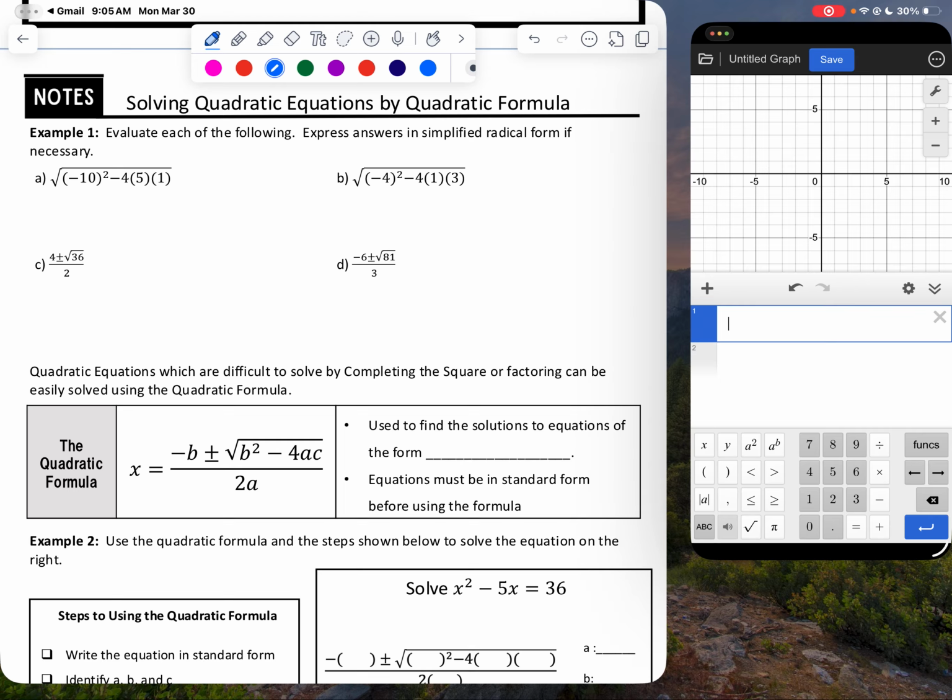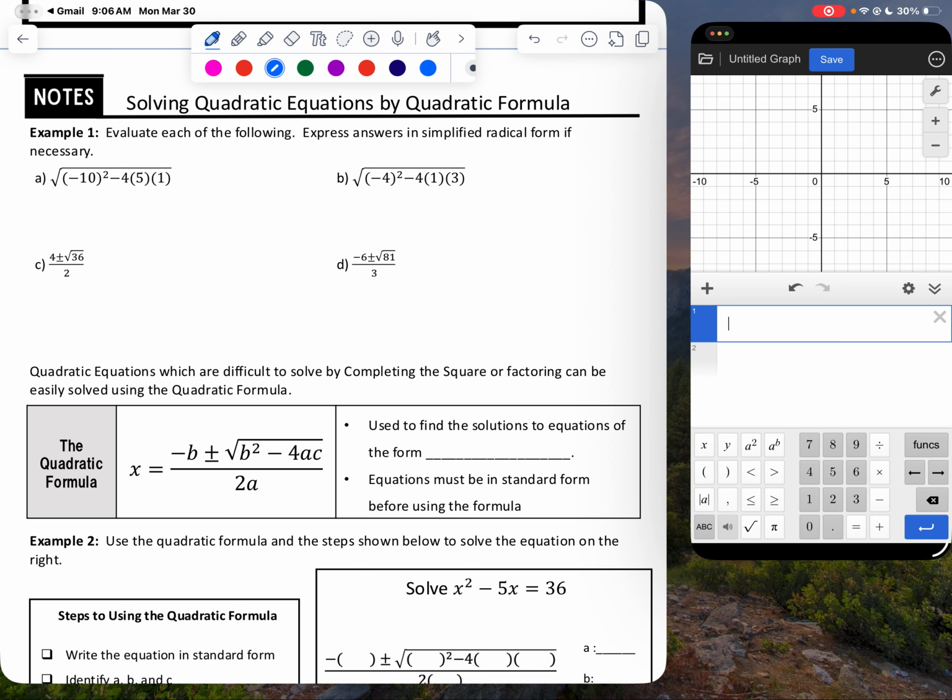In today's lesson, we will be solving quadratic equations by the quadratic formula. Before we do, let's review how to evaluate some numerical expressions you will encounter when you're solving things by the quadratic formula. So look at example 1. It says, evaluate each of the following. Express your answers in simplified radical form if necessary.